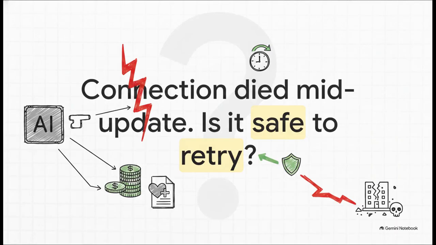Okay, picture this. Your AI agent just updated a downstream system. Maybe it triggered a financial transaction or a critical healthcare record update. But the network connection died right before the confirmation arrived. So, is it safe to retry? It sounds like a simple question, right? But if you guess wrong in production, the consequences can be literally catastrophic.